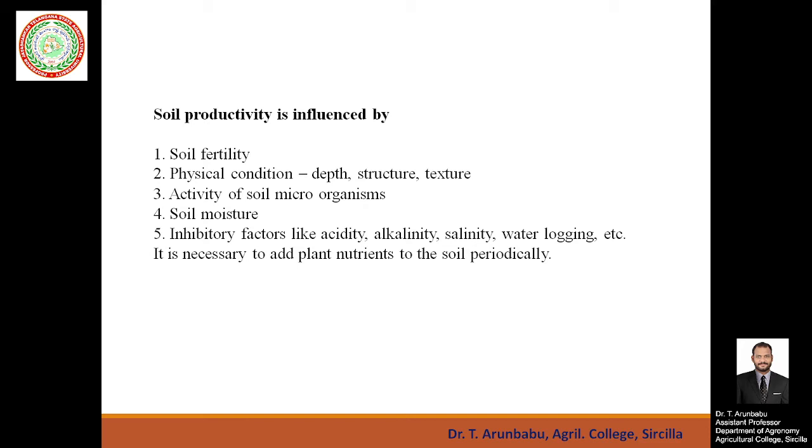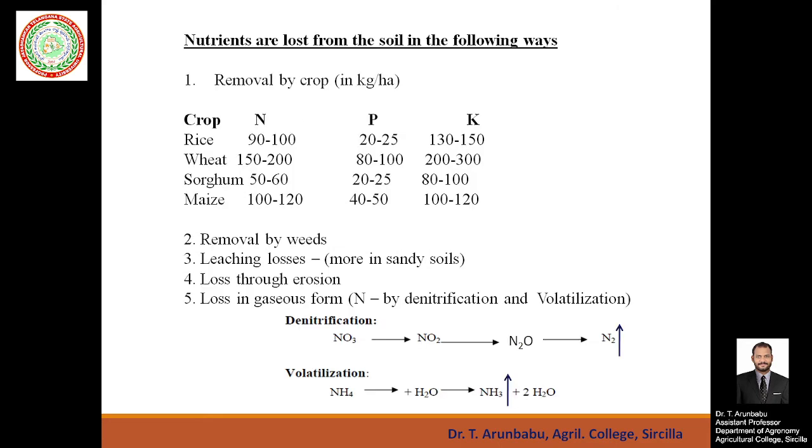And activity of soil microorganisms and the soil moisture content, and inhibitory factors like soil acidity, soil alkalinity, soil salinity and waterlogging conditions. So these all inhibit the soil productivity, and it is necessary to add plant nutrients to the soil periodically. So next one, nutrients are lost from the soil in various ways.